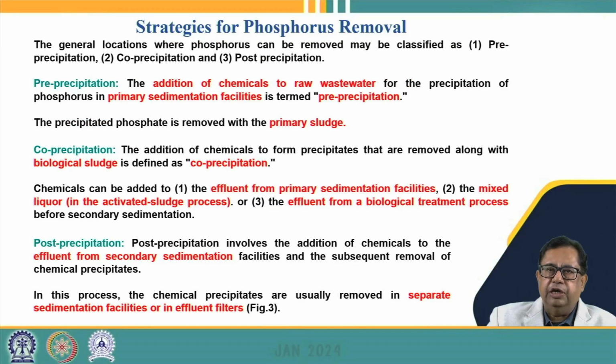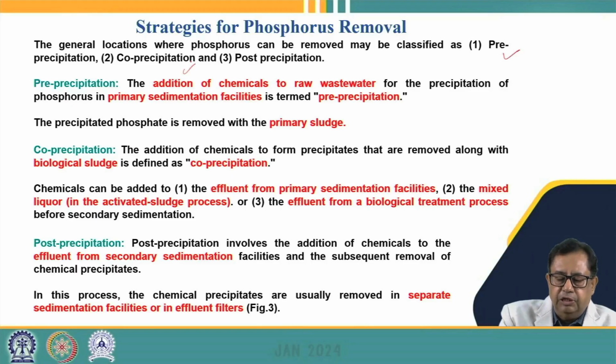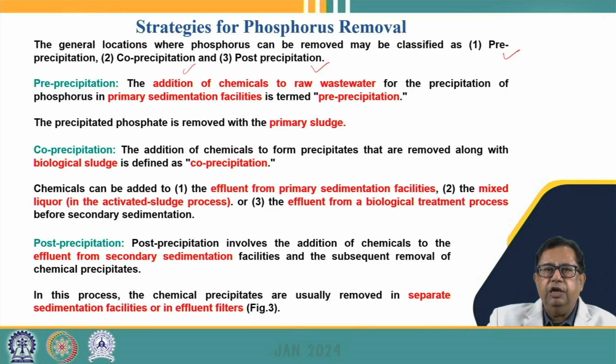Now we will talk about the strategies for phosphorus removal during wastewater treatment. There can be different locations at which these chemicals can be added so that the phosphorus can be removed during the wastewater treatment. For example, we can have the pre-precipitation method, the co-precipitation method, and the post-precipitation method. Pre-precipitation means that we are adding the chemical to the raw wastewater, that is, before the primary sedimentation facilities, so this is known as the pre-sedimentation process. And the phosphate is removed by precipitation along with the primary sludge.